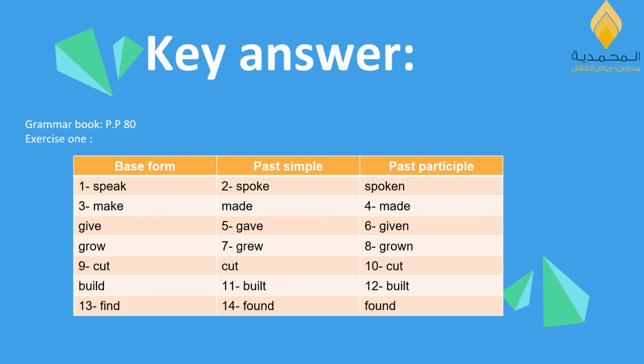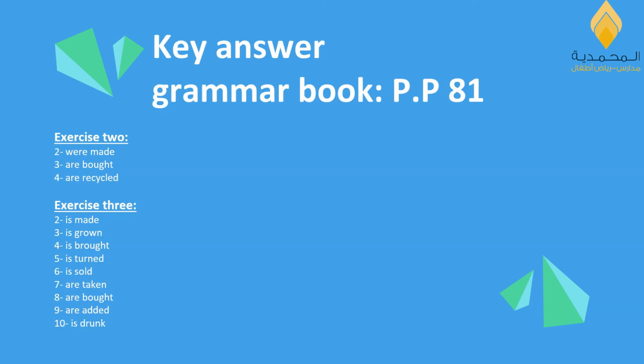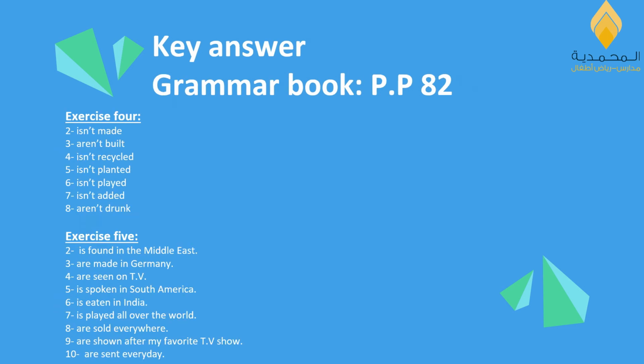Now, we have here a key answer for your exercises in the grammar book, page 80. In exercise number 1, we have started with the forms of the verb. We have the base form, past simple, and the past participle. Then, I have the key answer for your exercises in the grammar book, page 81, exercise 2, exercise 3. Key answer, grammar book, page 82, exercise 4 and exercise 5.